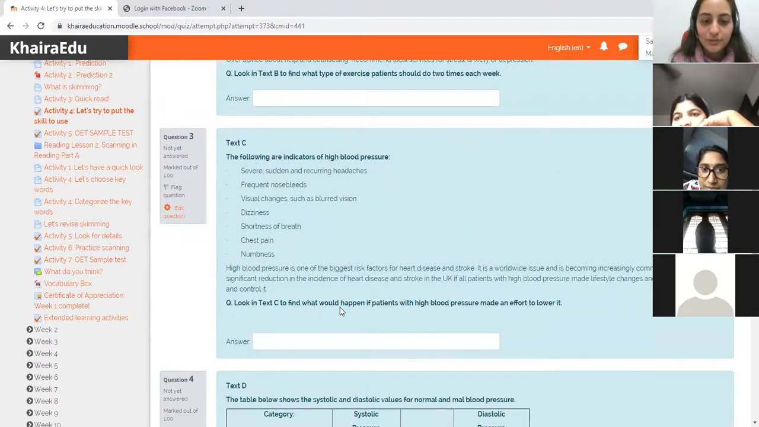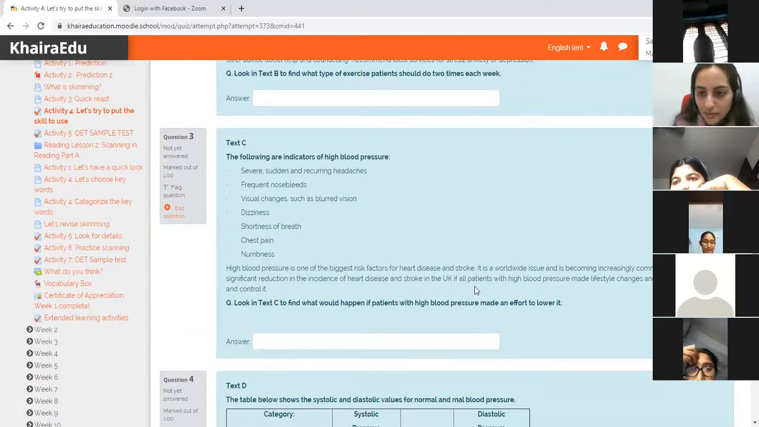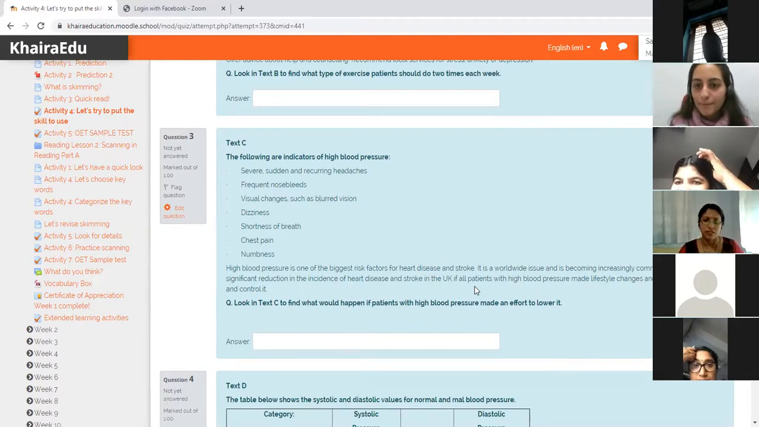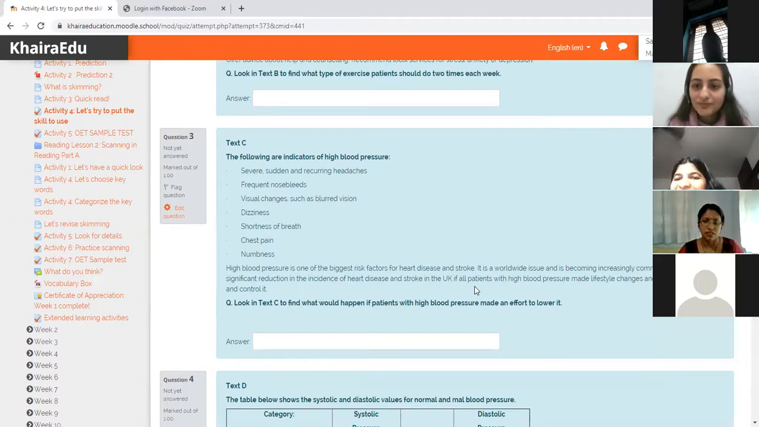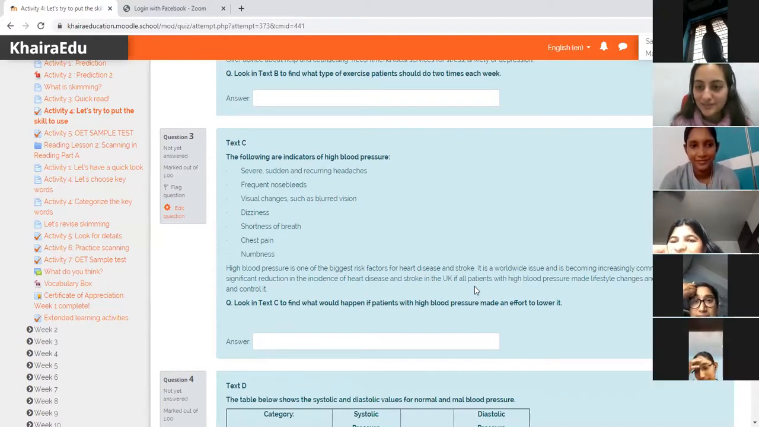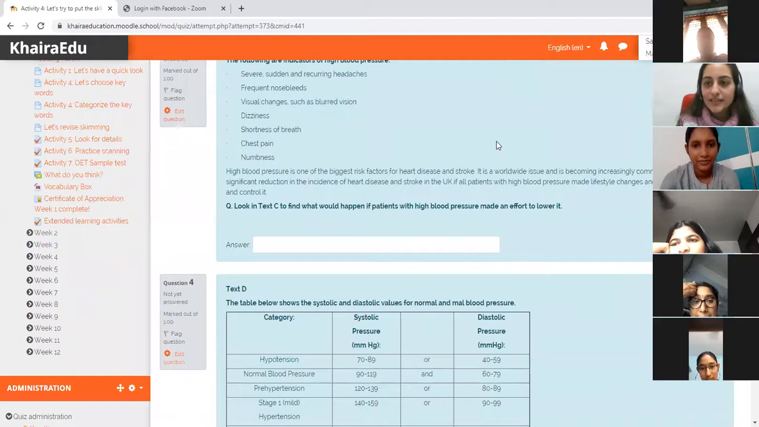So look in text C to find what would happen if patients with high blood pressure made an effort to lower it. So Sharon, please answer. Significant reduction in the incidence of heart disease and stroke. Okay. Did everyone else also have the same answer? We missed the word significant. We wrote only reduction in high blood pressure. Some words are missing, ma'am. Right. So you need to include significant as well. Okay. So let's look at the next question.